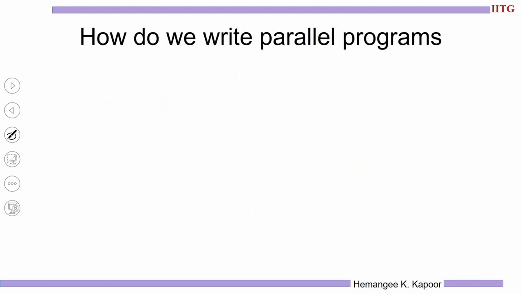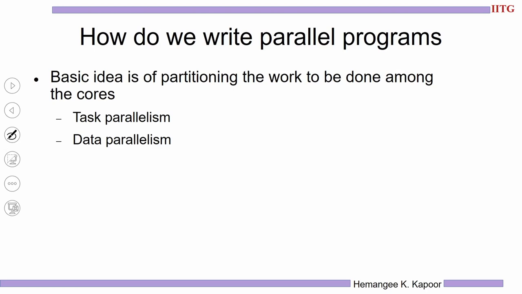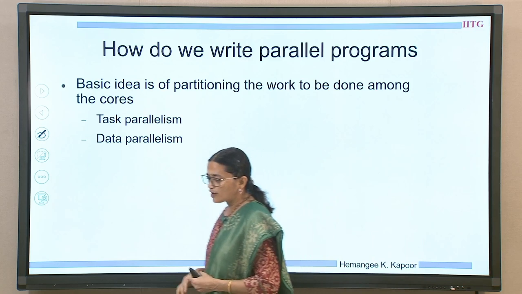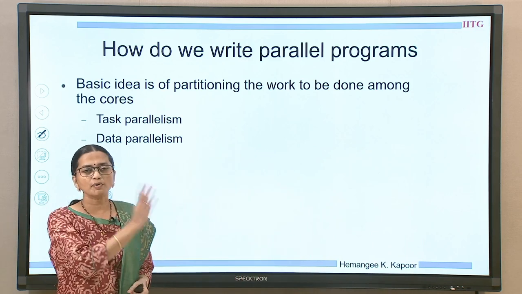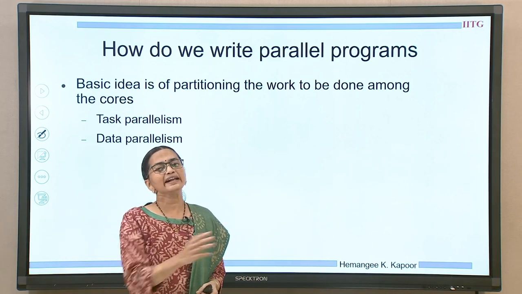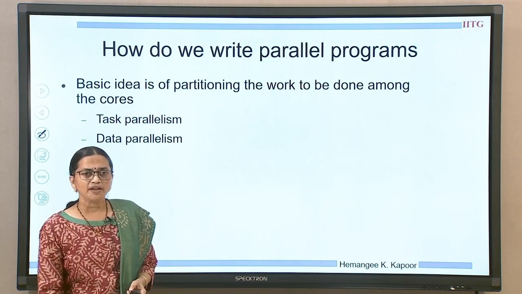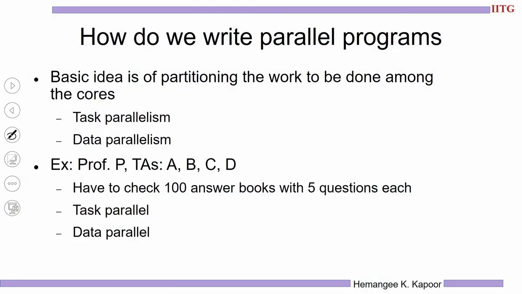So how do we write parallel programs? This was an example, but is there a proper method to do this? So to write a parallel program, you have to divide the task, and dividing the task comes under two different types. One is task parallelism and one is data parallelism. So you have to divide the tasks across the processors, or you have to divide the data across processors. Okay, so let us do this with an example.